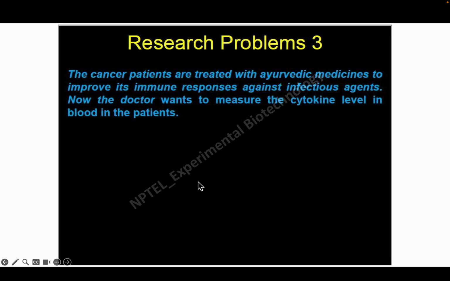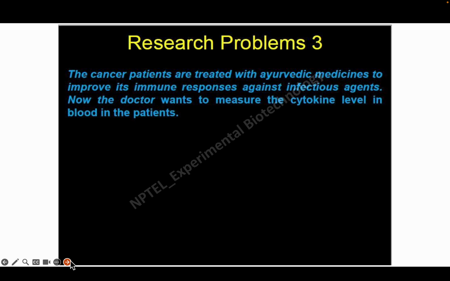Okay, now research problem 3. The cancer patients are treated with Ayurvedic medicines to improve their immune responses against infectious agents. Now the doctor wants to measure the cytokine level in the blood of the patients. So what happens? The cancer patients are treated with Ayurvedic medicines to improve the immune responses. Now if you improve the immune responses, the doctor wants to measure the cytokine level also.